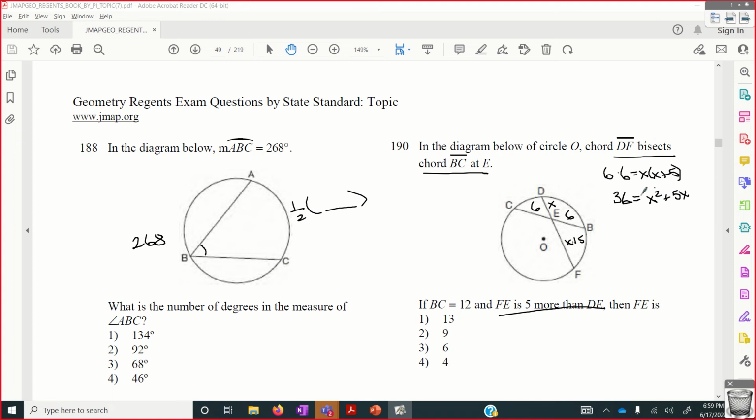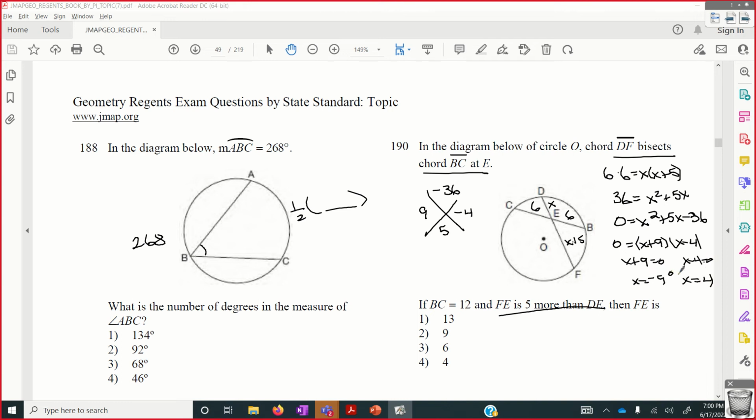Remember, as soon as we see the x squared, we know we're going to get it equal to 0. So move that 36 over to the other side. And then we're going to look to factor. We know it's going to multiply to give me negative 36 and add or subtract to give me 5. That's going to be positive 9 and negative 4. And so this is where we're getting a positive 4 as our answer, because we get x plus 9 times x minus 4. If x plus 9 is equal to 0, then x is equal to negative 9. And if x minus 4 is equal to 0, then x is going to equal 4. We can't have negative lengths, so there's our answer.